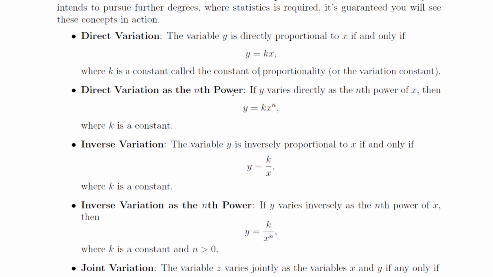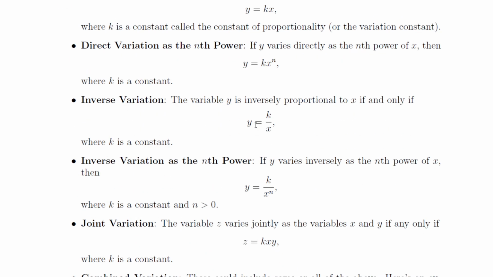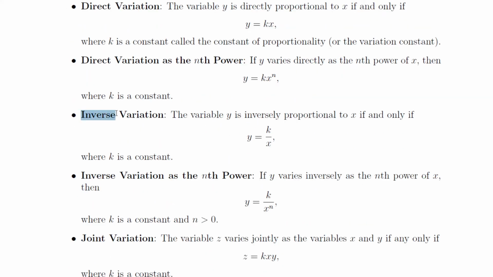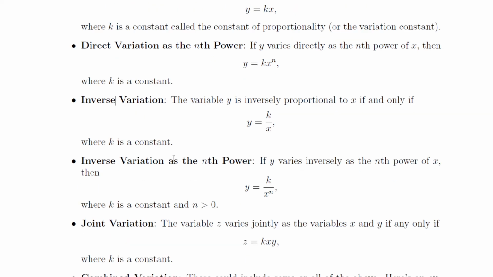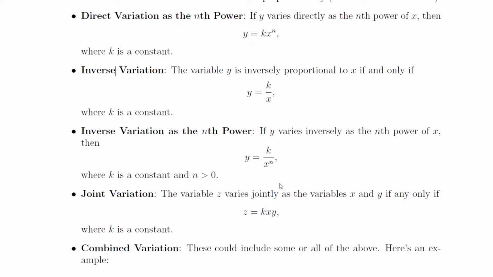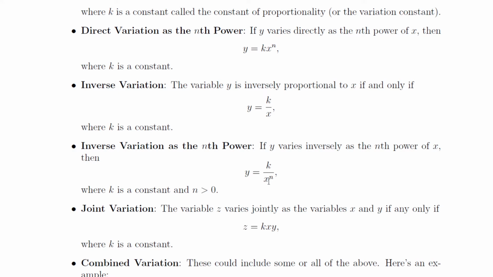Direct variation as the nth power. If y varies directly as the nth power, then you've got just x to the n with k multiplied in front. When you see the word inverse, you immediately think fraction, because that's really all it's happening, is you take your k and you divide it by x, or whatever variable that you're working with. So inverse variation is a fraction. Inverse variation as the nth power is the exact same thing as we had above. You're just replacing x in the denominator with x to the n.